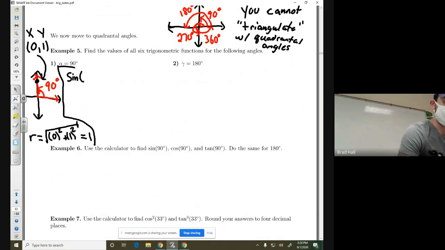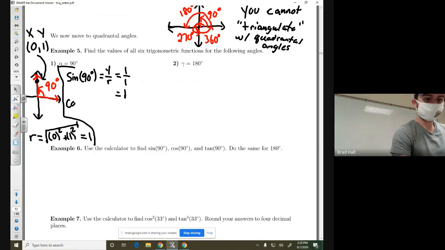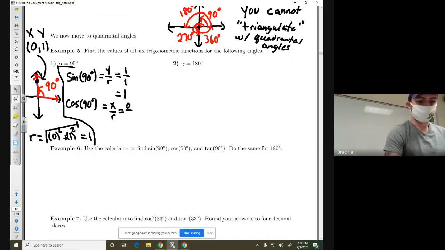So sine of 90 degrees, that one was y divided by r. If you scroll up, you would see that. Y is 1, r is 1. Well, guess what? It's just 1. Cosine of 90 degrees is x over r. X is 0, r is 1, and that's just 0.